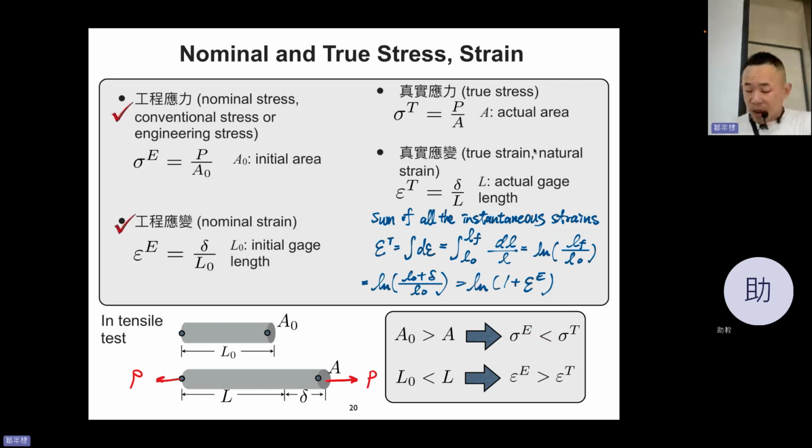However, by contrast, the original length for each step will always be greater than the first step's original length. So L is greater than L0, which means that the engineering strain will always be greater than the true strain. Okay, so I guess that's how I explain this page.